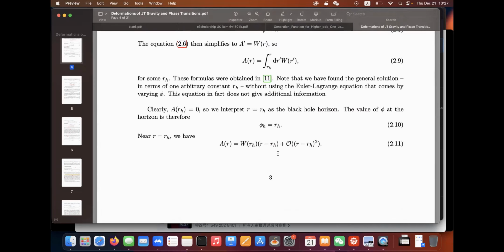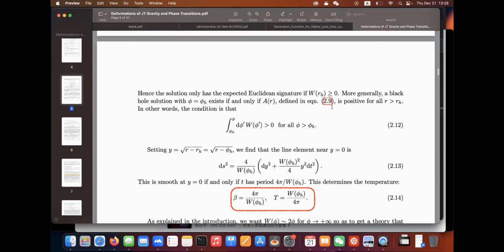Then we can interpret r equal to RH as a black hole horizon. At the horizon, the delta field is just RH. That's great. Then we can expand the geometry near the horizon, written by this one. That's because when r is near RH, we can write it as a Taylor expansion, or anything you want.